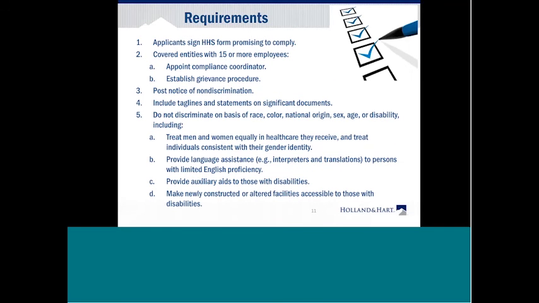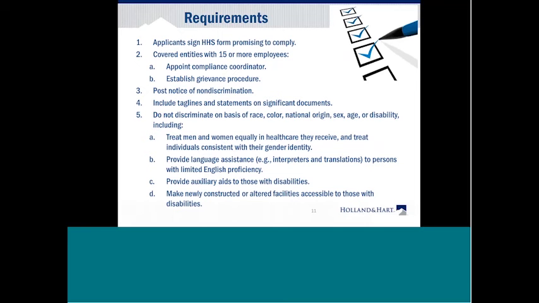Well, what are the requirements? Well, the requirements are basically summarized here. Generally, applicants for these federal programs, in the future, are going to have to sign a form whereby you promise to comply with these new rules. In addition, if you are a covered entity with 15 or more employees, then you have to do a couple of things. You've got to appoint a compliance coordinator to make sure that you're complying with these rules, and you have to establish a written grievance procedure. We'll talk about those in a minute.